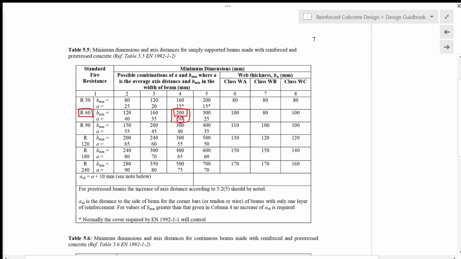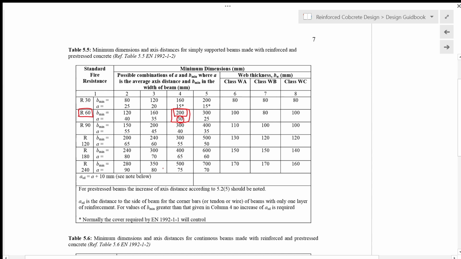And then if we refer to this note here, ASD is the distance to the side of beam for the corner bars or tendon or wire of beams with only one layer of reinforcement. So we assume 3 layers. In fact, if we consider 3 layers, we do not have to look at this sentence, but we still refer to it. And then in this example, just for your practice, for values of B min greater than that given in column 4, no increase of ASD is required.